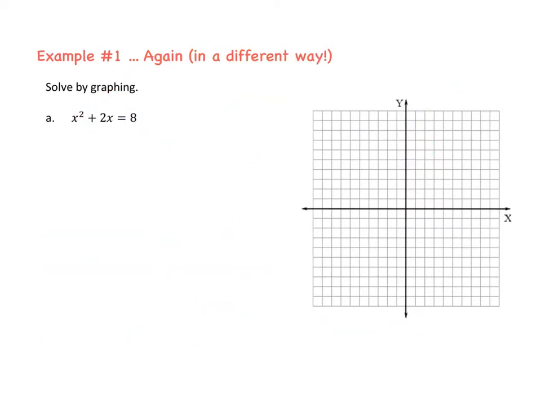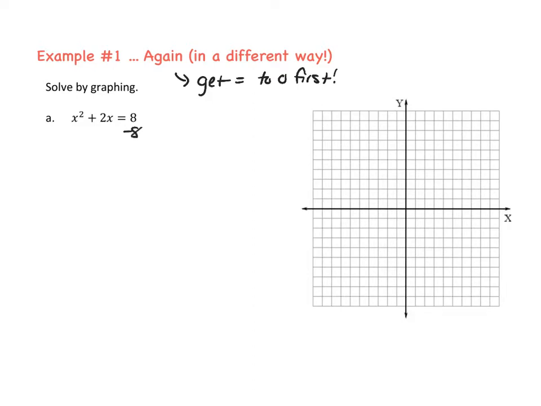Now, to do the same example in a different way, which might be a little bit easier for you, it does remove some of the guess and check, but causes us a little more algebra on the front end. So there are 2 different ways we can approach the same problem. The way this is different is we're going to get it equal to 0 first.